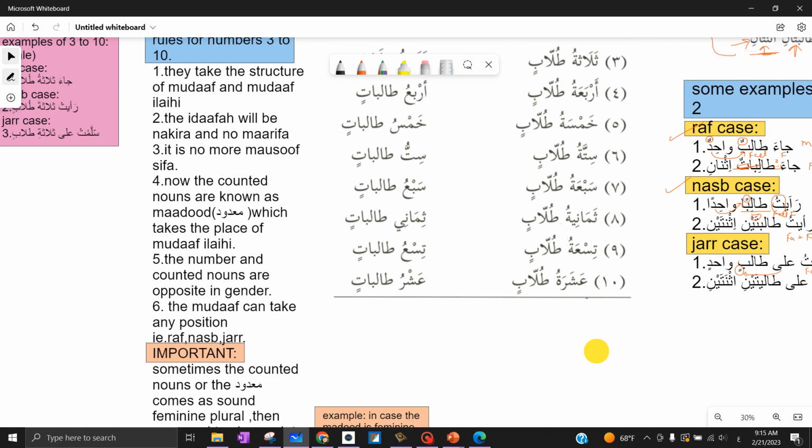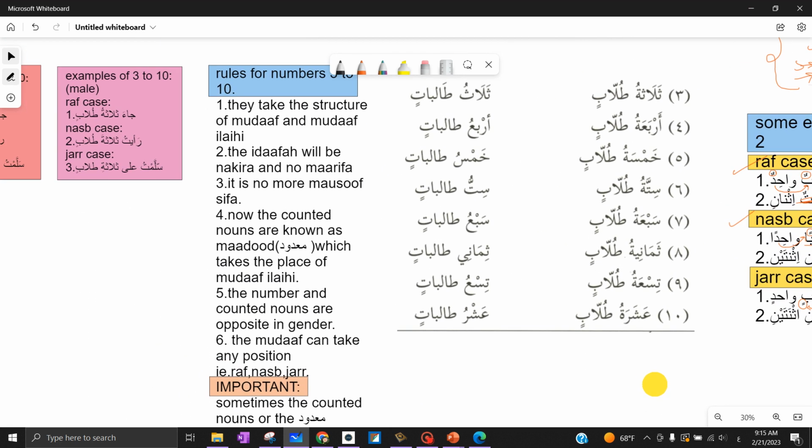So we will see the rules of numbers 3 to 10 now. What are the rules of numbers 3 to 10? Let's see. Now, if you see the numbers, the first part, what happened? The first part is the number and then comes the counted nouns.